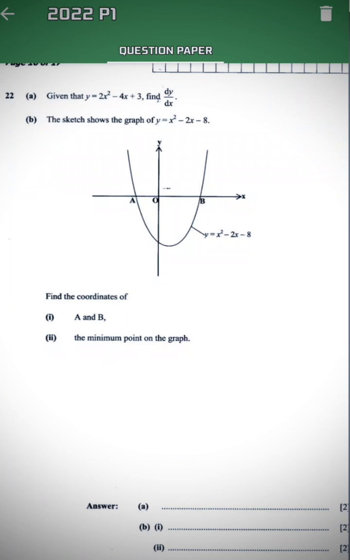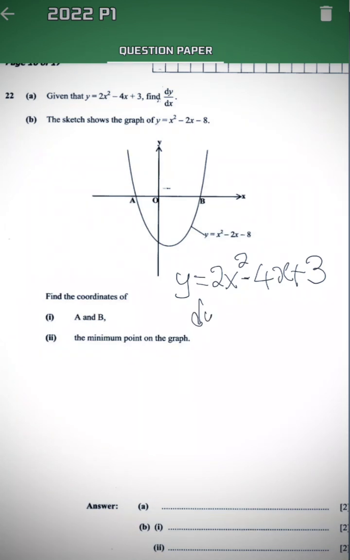So we've got question 22 of the 2022 paper 1. We want to answer the first question here, which is telling us to find dy/dx. So how do you find dy/dx of that? I'm going to write it here so that we all understand. It is y is equal to 2x squared minus 4x plus 3. That is how the question is, and you are told to find dy/dx.